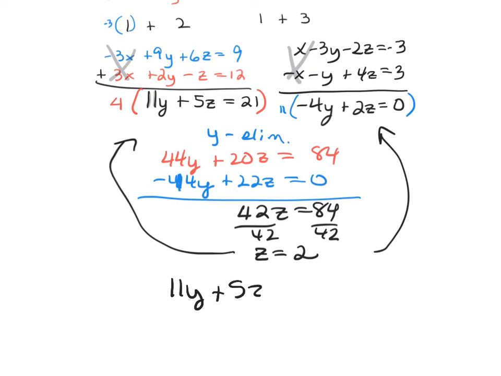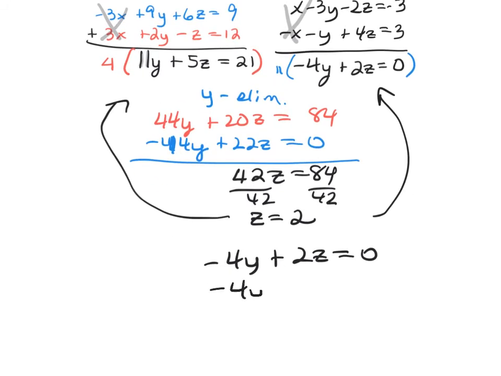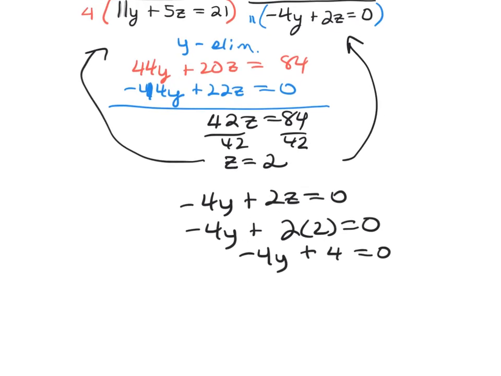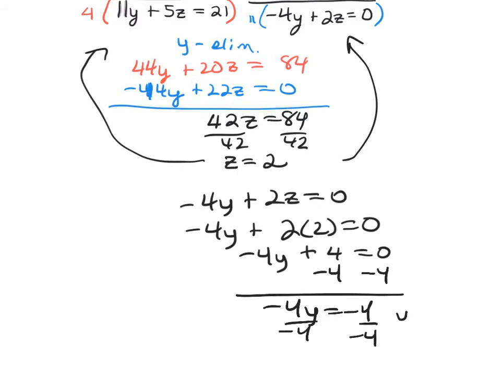11y plus 5z. Actually, it'll be easier on the other one. It's got a 0 there. Let's do that one. Let me do the negative 4y. Again, it doesn't matter. Whatever one you think is easier. So negative 4y plus 2 times 2 equals 0. Negative 4y plus 4 equals 0. Move the 4. Negative 4y equals negative 4. Divide by negative 4, and y equals positive 1.